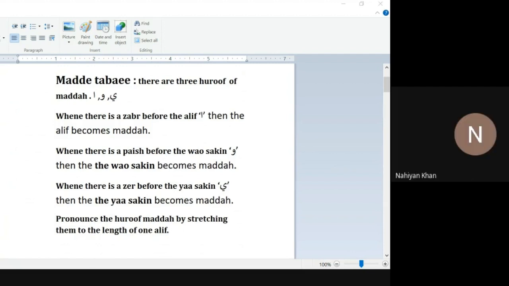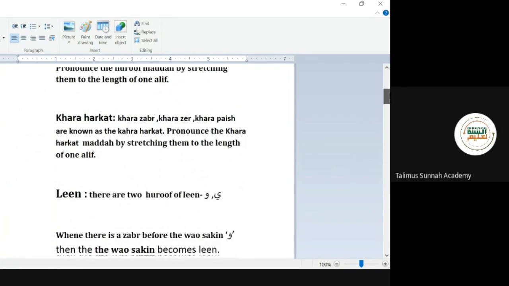Pronounce the huruf mad by stretching them to the length of one alif. Okay, now we read next rules.